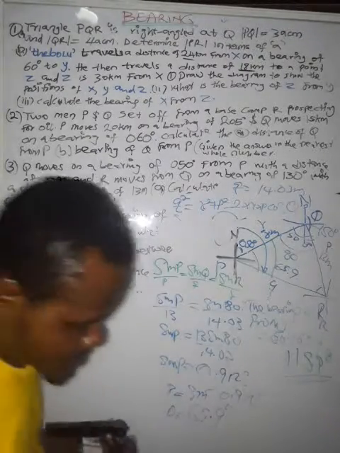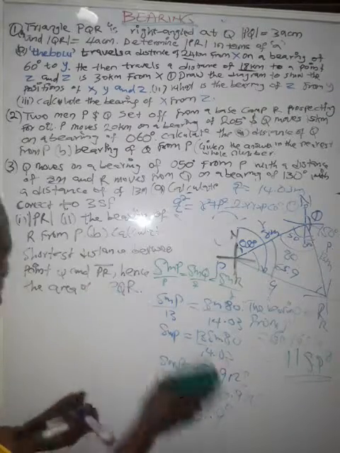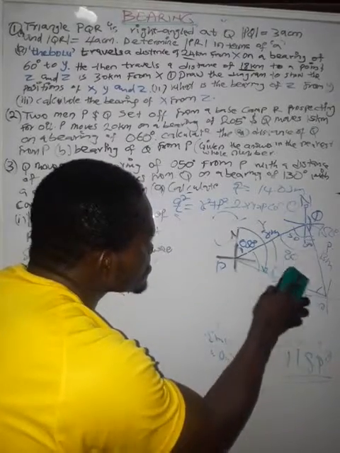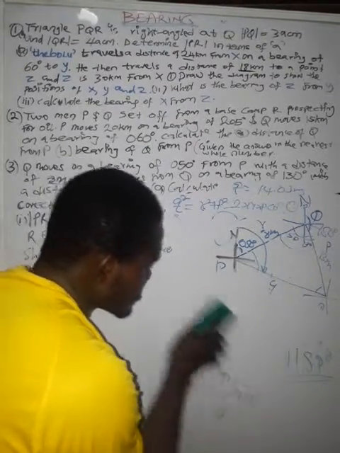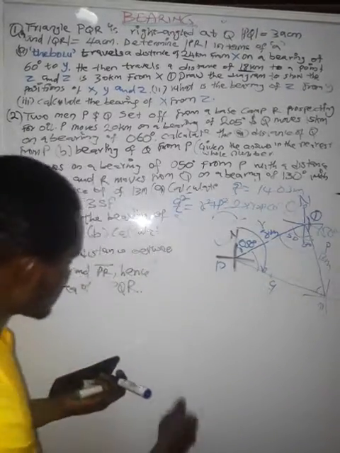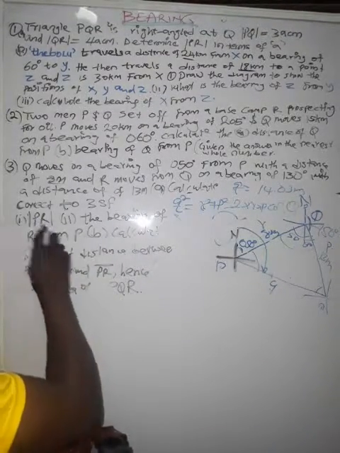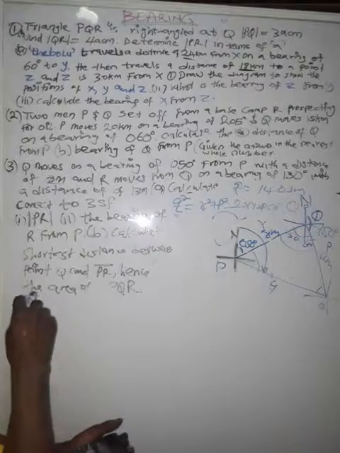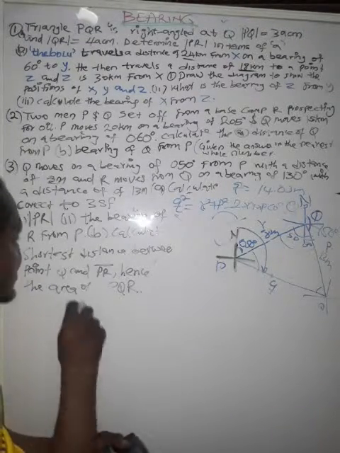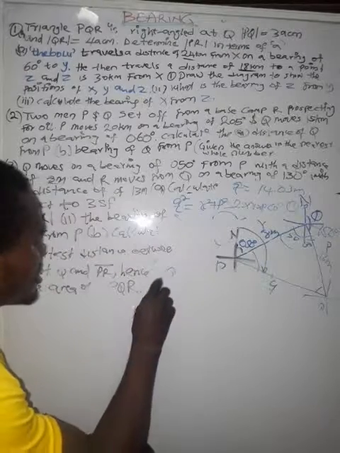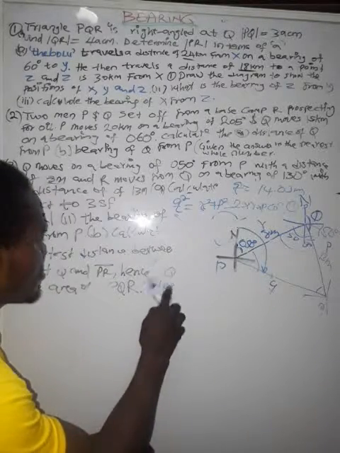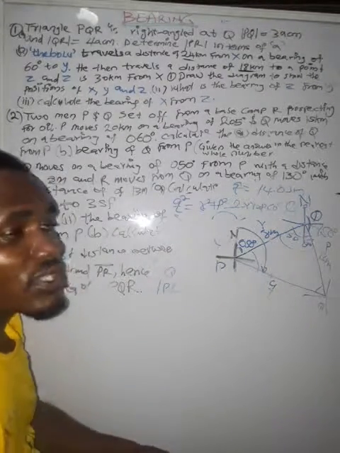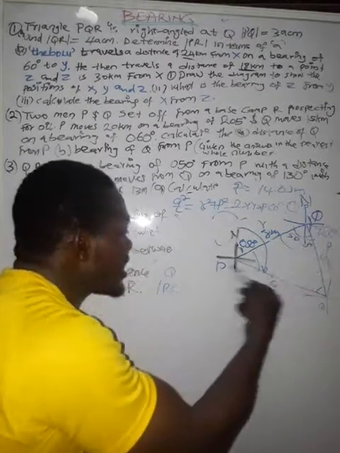Very straightforward. Now the last one, is it the last question? So now we've calculated line PR, the bearing of P from Y. Calculate the shortest distance between point Q and line PR. So you go back to the diagram. This is Q here. We want to calculate the shortest distance between Q and these two lines.